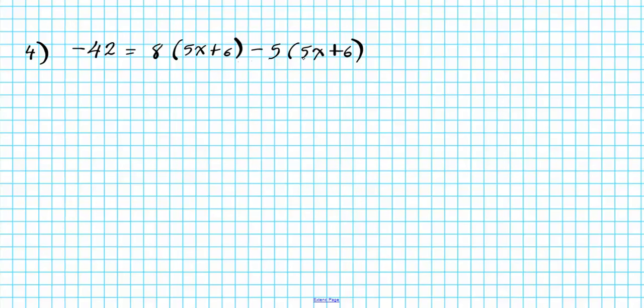Another way you can solve this is by factoring out the identical quantities, 5x plus 6, combining like terms, and you have 5x plus 6 times 3 equals negative 42. You distribute and then solve. But the last way, which is the longest way, that's the method we're going to be using, is distribution.